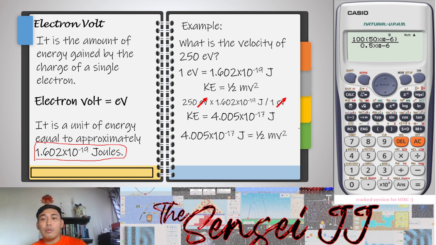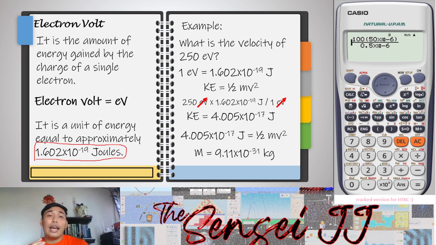Okay, so if that is our joules, we can get our velocity. So sir, paano po natin makukuha? Wala po tayong mass ng ating electron volt. So alam naman natin na ang value ng mass ng ating electron is 9.11 times 10 raised to negative 31 kilograms. Okay, so yan. We can now get our velocity.